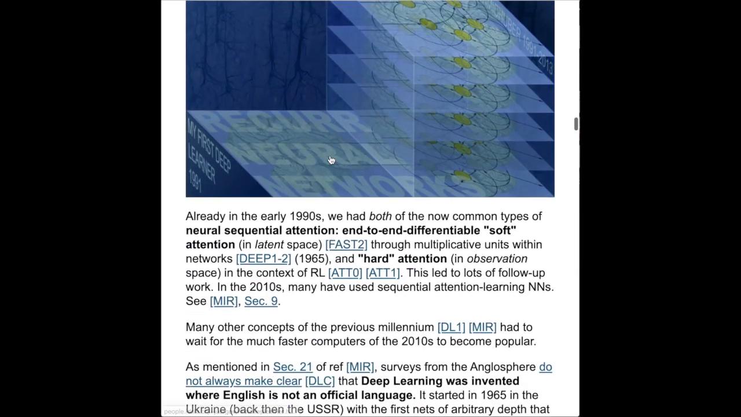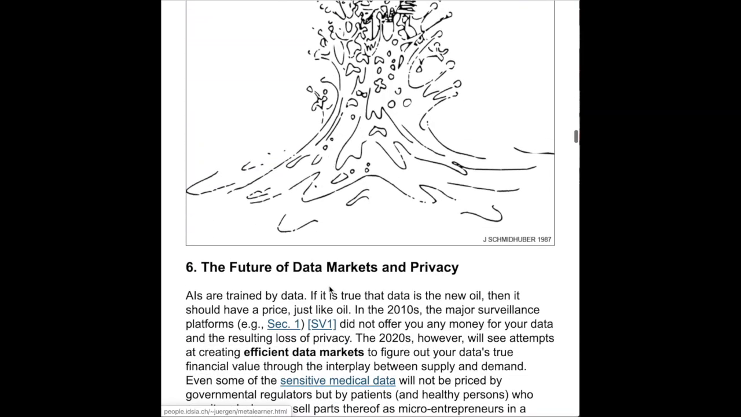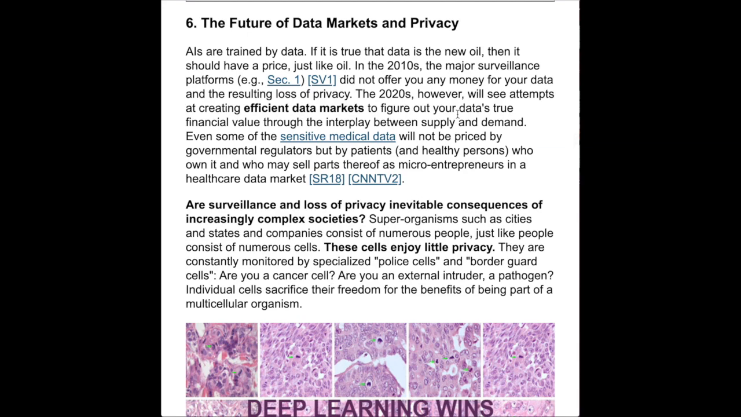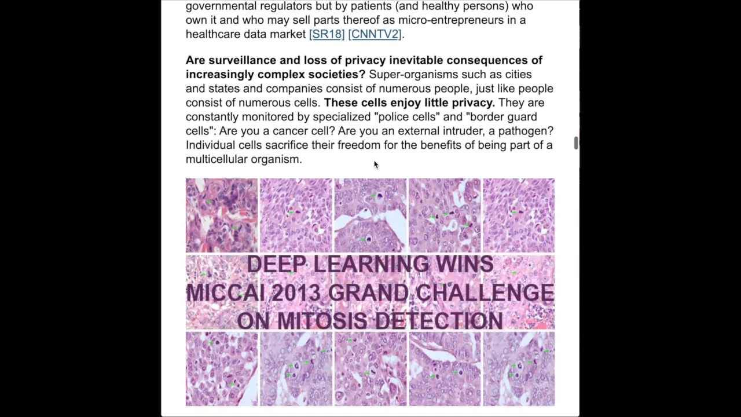Then some of the predictions for the 2020s start with the future of data markets and privacy, describing how people will be able to get paid for things like sensitive medical data or other things, where you're selling your data, rather than having a surveillance system that just takes your data from you.